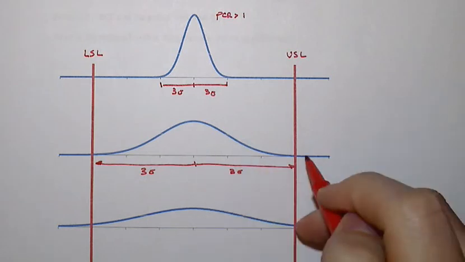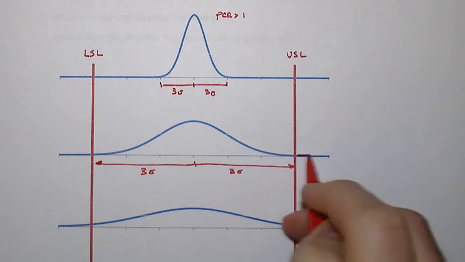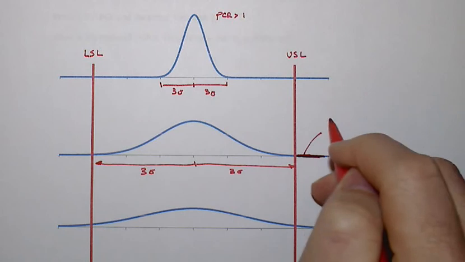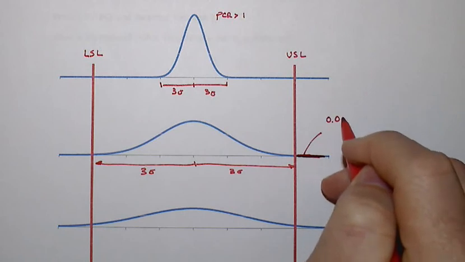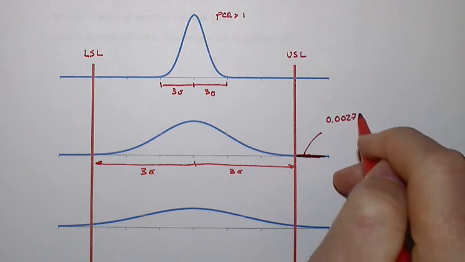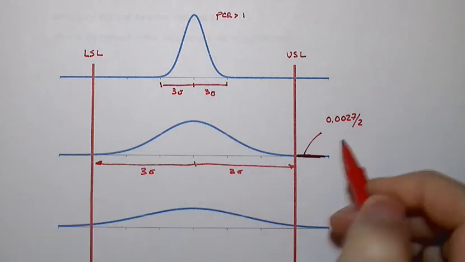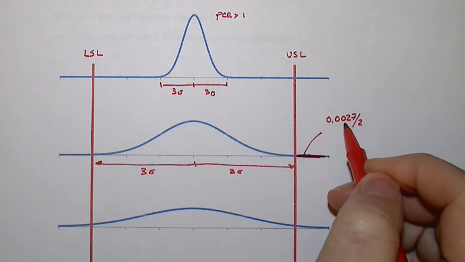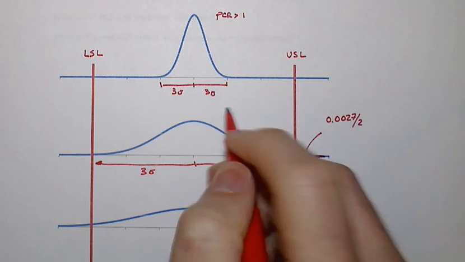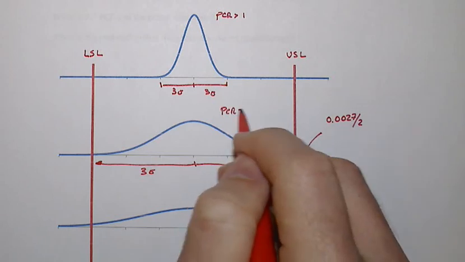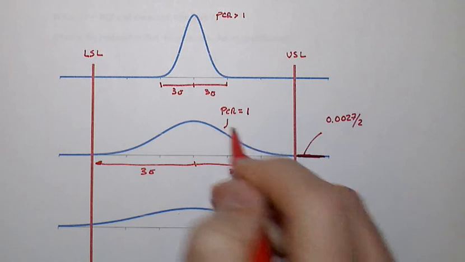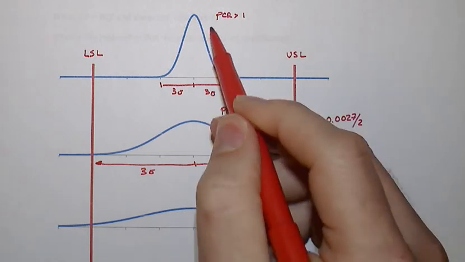And note that in that case, our area that is sitting out in the tails is going to be 0.0027 divided by 2, right? Equal area in each tail, total area being that 0.0027. This is a PCR of exactly 1 for this case compared to our other case.